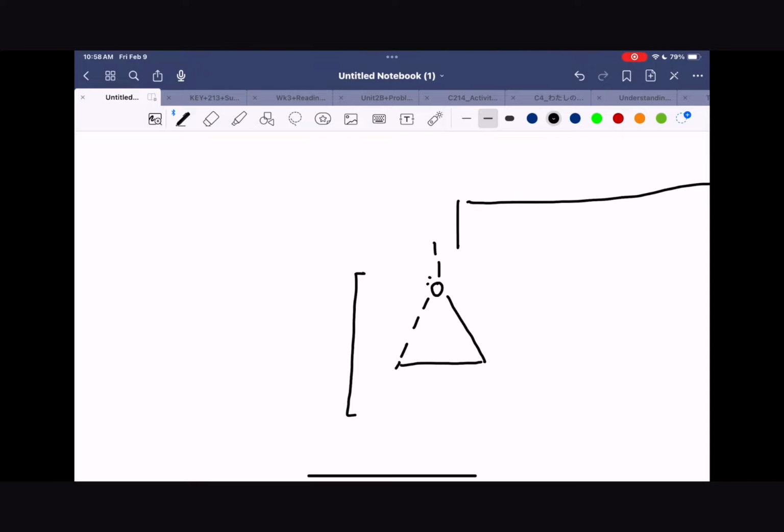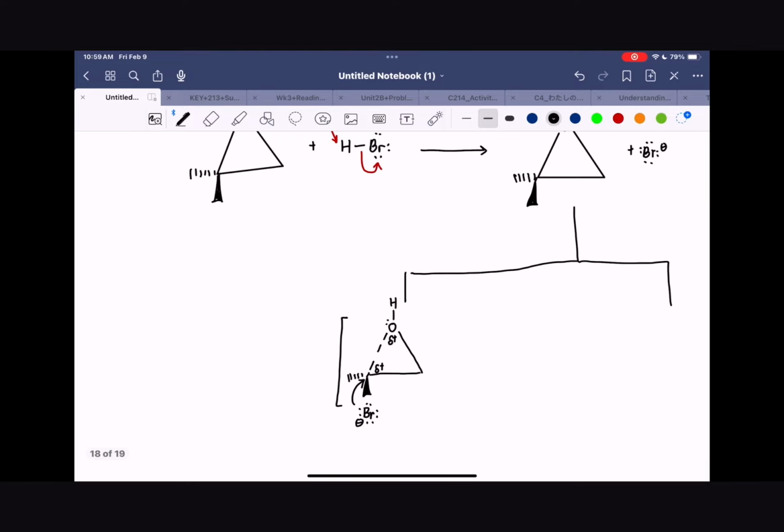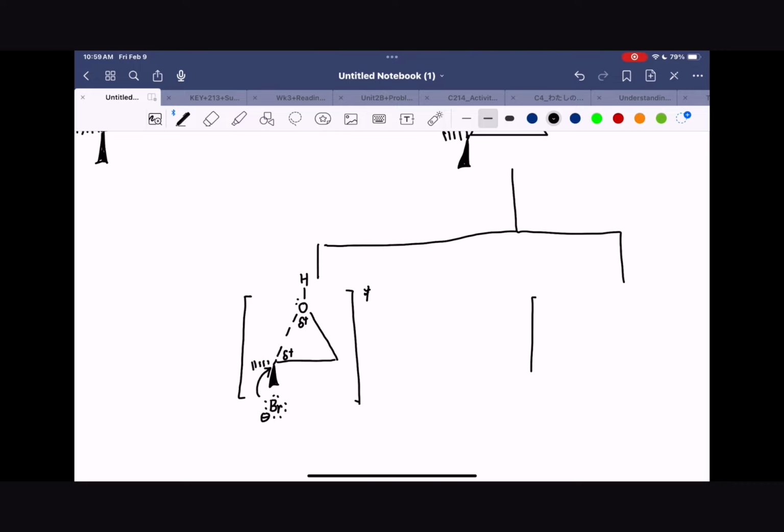a backside attack. In the first pathway, bromide attacks at the more substituted partially positive carbon center. This intermediate shows that the C-O bond is in the process of breaking, and the formal positive charge on the oxygen is distributed as partial positive charge between the carbon and the oxygen.